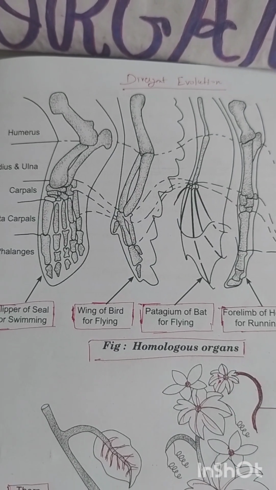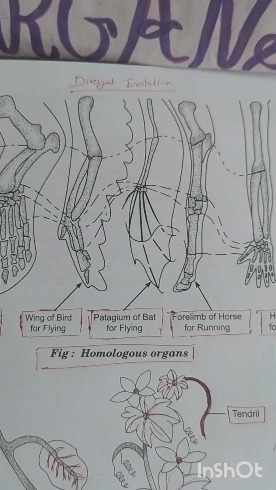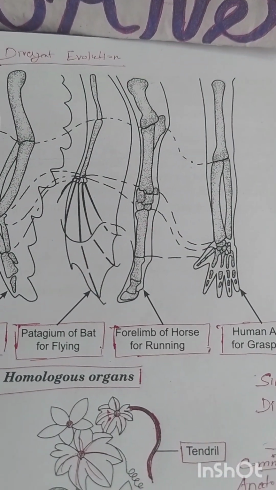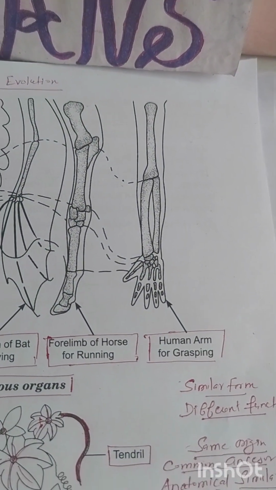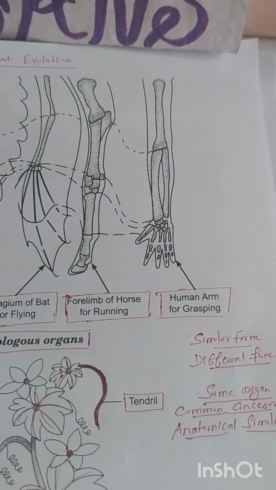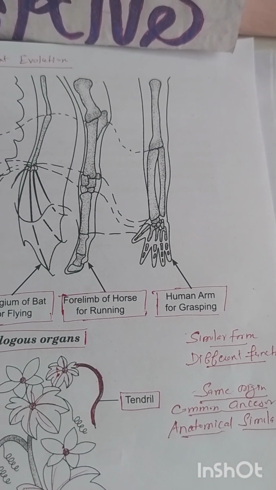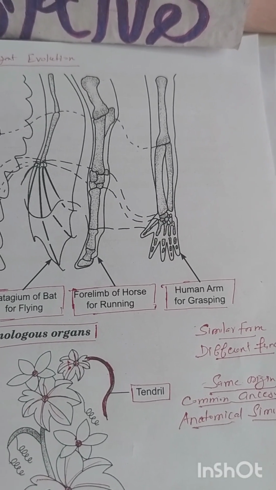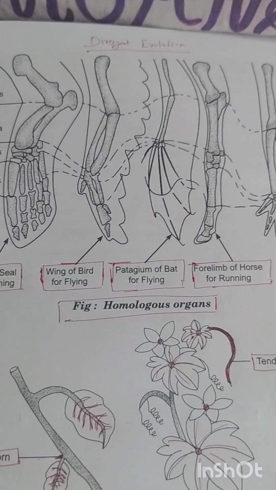You can see the flippers of a seal, which are used for swimming, the wing of a bird, which is used for flying, the patagium of a bat, used for flying, and the forelimb of a horse, which is used for running, and the human arm, which is used for grasping. So having similar form but different function. The very interesting thing is that they have the same origin, or common ancestor. So these are anatomically similar.